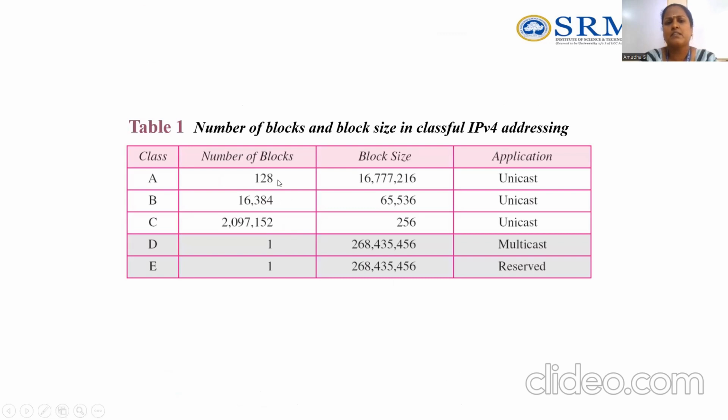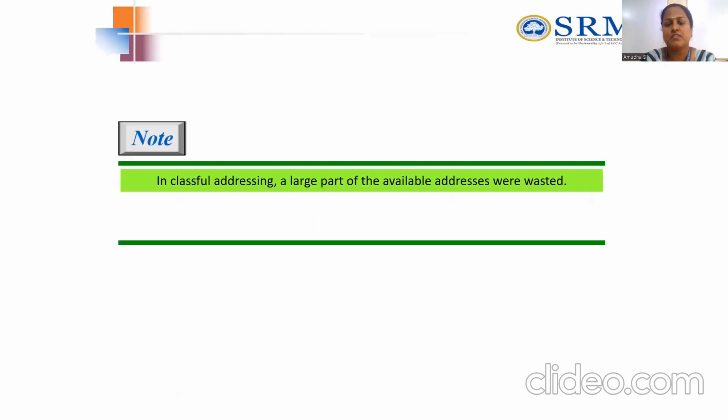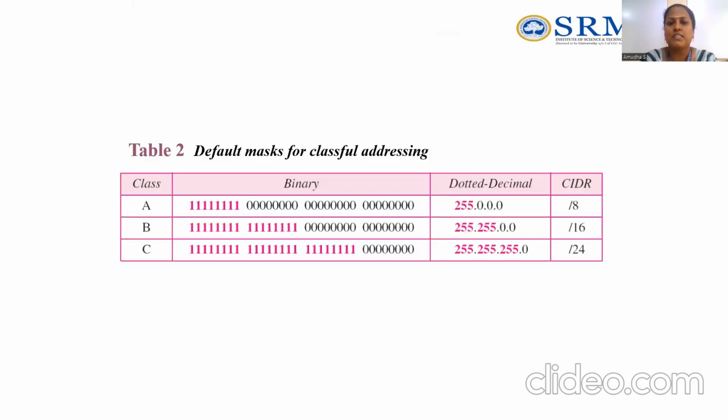In communication, we can do data transmission for unicast and multicast purposes. Classes A, B, and C are used for unicast data transmission, whereas class D is used for multicast data transmission, and class E is reserved for future use. In classful addressing, a large part of the available addresses are wasted. So to overcome that, the subnetting concept came.